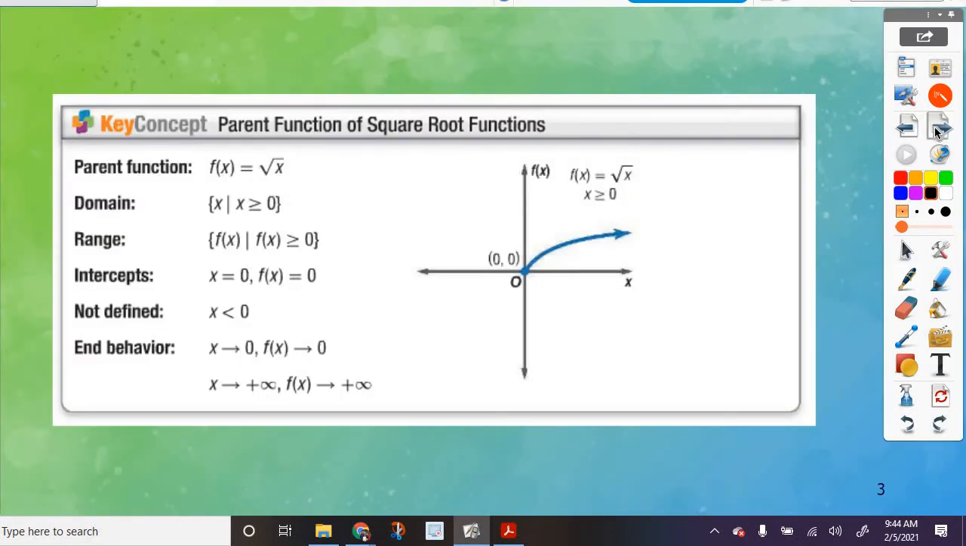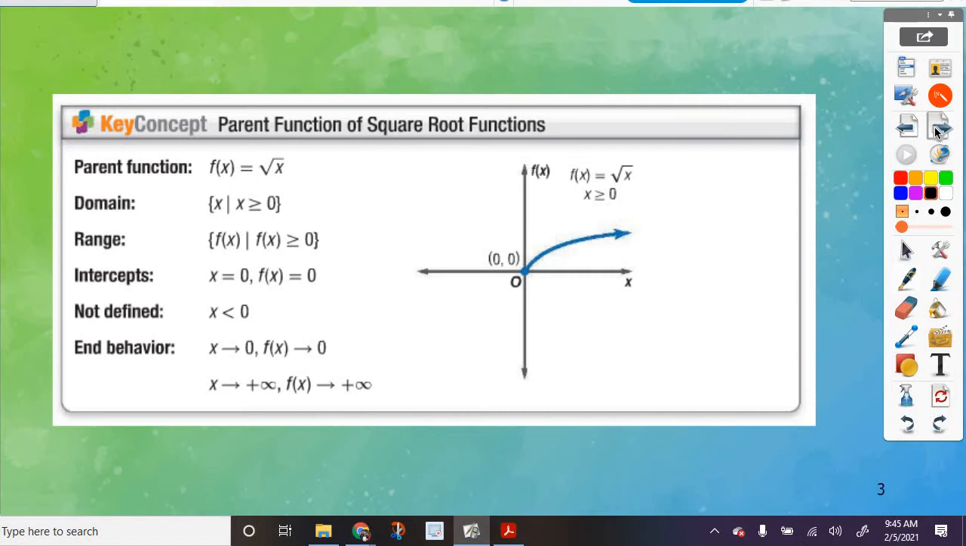Just know that we can see functions with other types of roots, and we'll learn more about those later on in the chapter. So like third roots, fourth roots, things like that. But for right now, we're going to be focusing on square roots. So here's just some general information about our function.